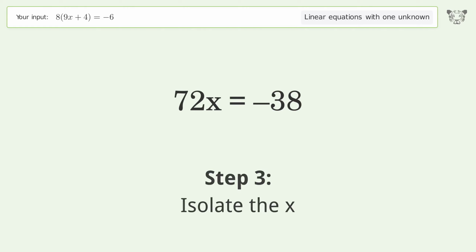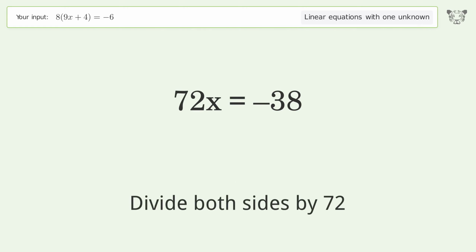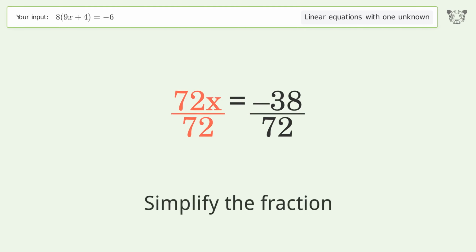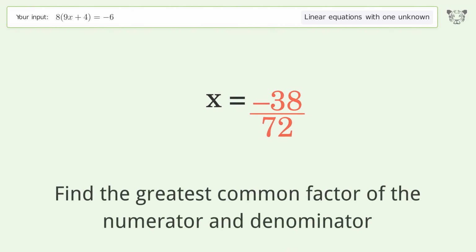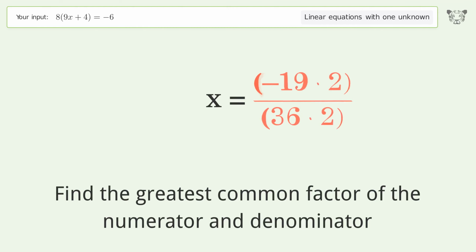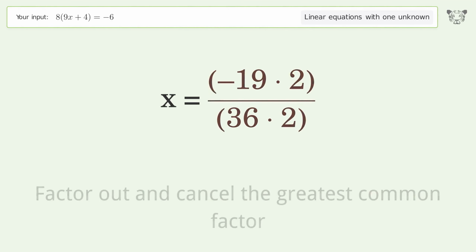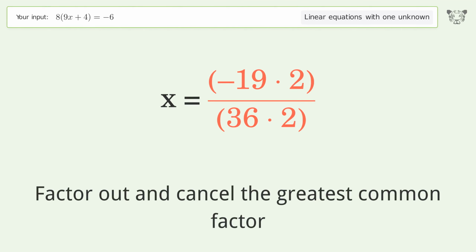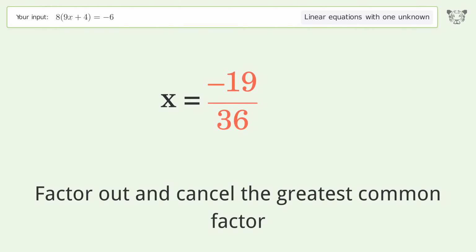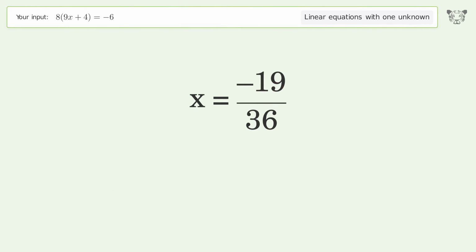Isolate the x. Divide both sides by 72. Simplify the fraction. Find the greatest common factor of the numerator and denominator. Factor out and cancel the greatest common factor. And so the final result is x equals negative 19 over 36.